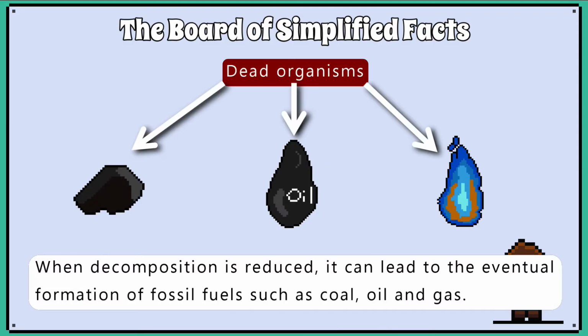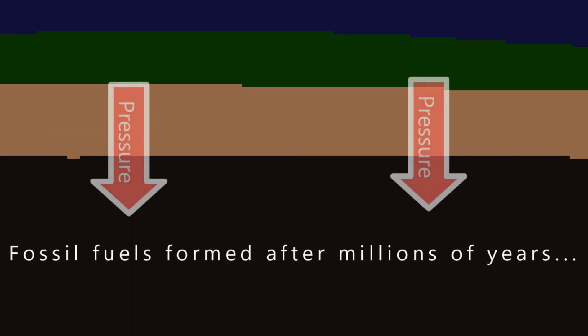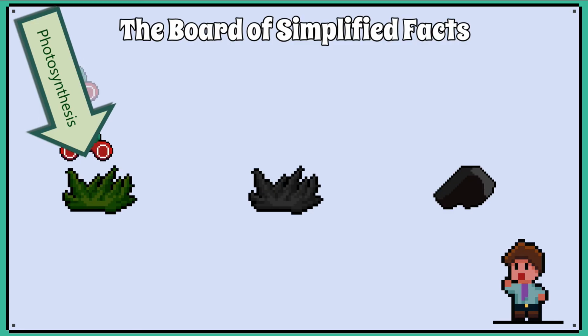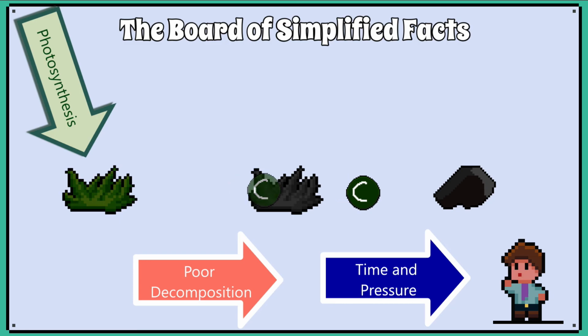Decomposition is important because it returns materials that the once living organism took from the environment, so other organisms can use them. When decomposition is reduced, it can lead to the eventual formation of fossil fuels such as coal, oil, and gas. Conditions that lead to this vary, but essentially, low oxygen environments and pressure from above form fossil fuels. And of course, you need lots of time. These fossil fuels are known as hydrocarbons, and they are made of carbon, which has been taken from the atmosphere and stored in the ground.